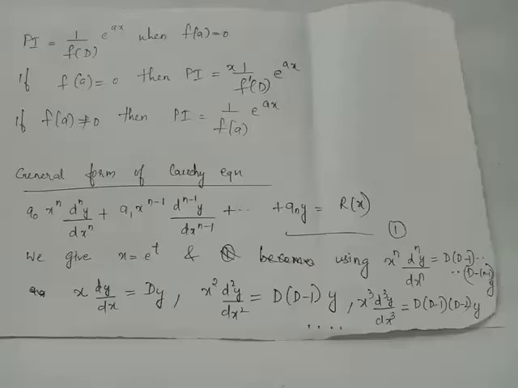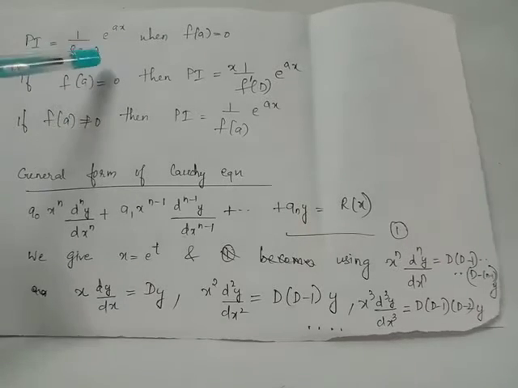Evaluation of particular integral when the RHS of the differential equation obtained is of the form e raised to ax. You have to obtain the particular integral as 1 by f of D applied on e raised to ax, where you have to replace capital D in f of D using a. That is, wherever D appears in f of D, you have to replace it by a, where a is the coefficient of x in the expression e raised to ax.